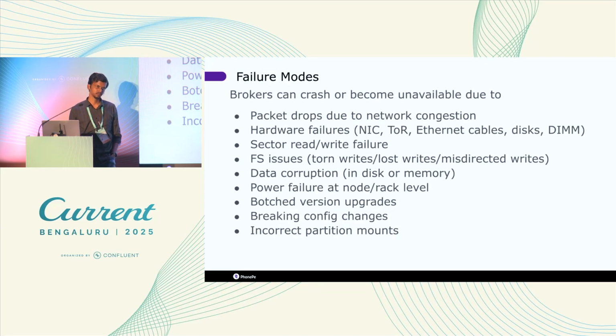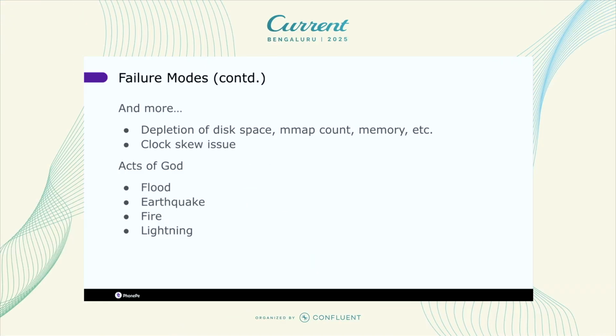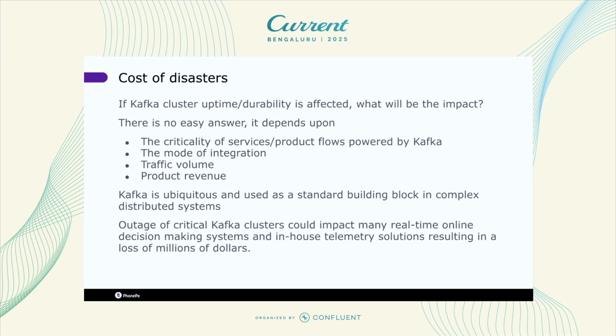Now these are the various failure modes I can think of, many of which we have encountered in prod, some of which we are yet to encounter. So the doomsday clock is ticking, for whomsoever is interested. This is why we need a disaster recovery solution. Not going to go into details of all of them. Then you have acts of God, which can lead to cluster level downtime, like flood, earthquake, fire, and lightning.